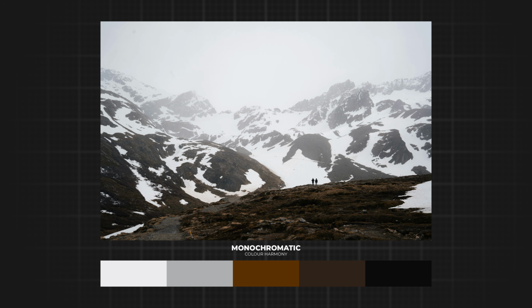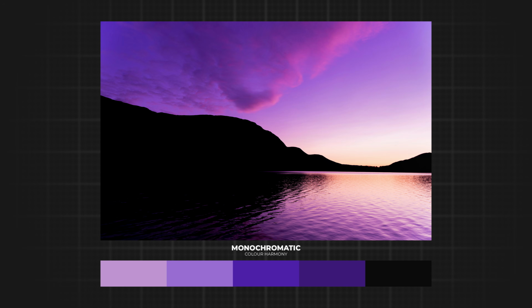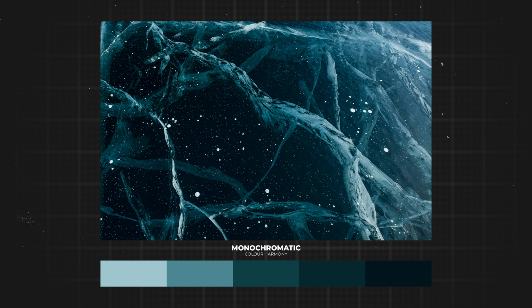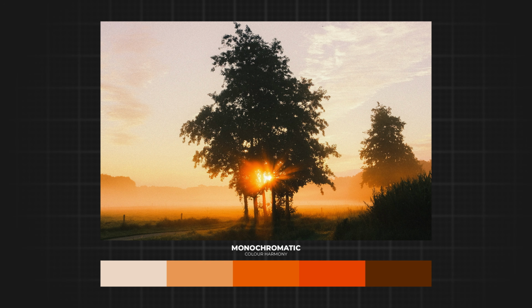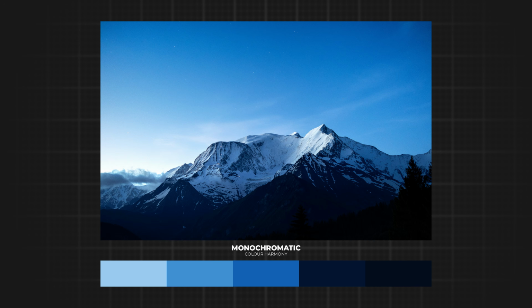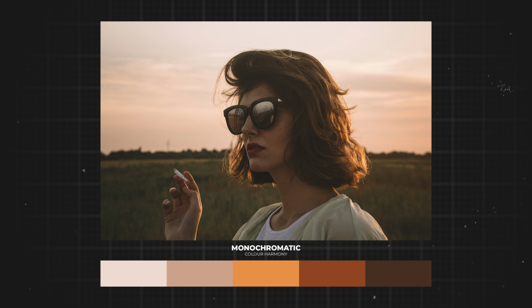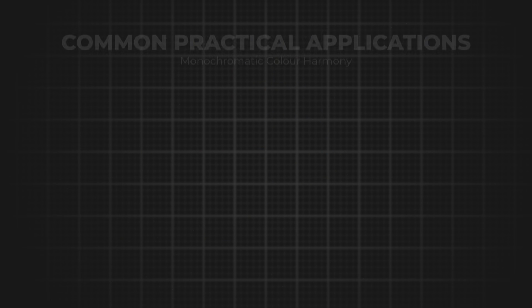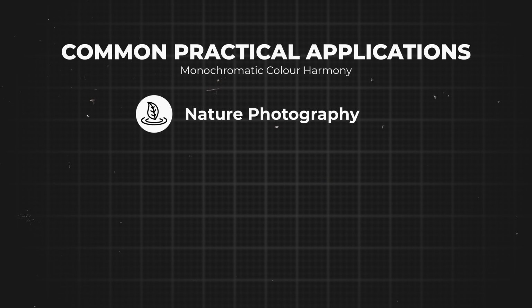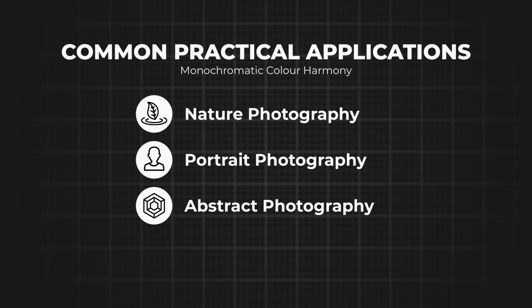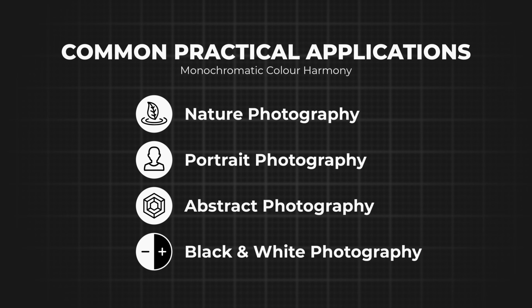First up, a monochromatic colour harmony. A monochromatic colour harmony in photography refers to the use of a single colour or hue alongside its variations in tone, shade and saturation to create a visually cohesive and aesthetically pleasing image. This approach emphasises subtle contrasts to create a sense of unity, mood and sophistication within the photograph. Now, it's very common in nature photography, portrait photography, abstract photography and of course black and white photography.